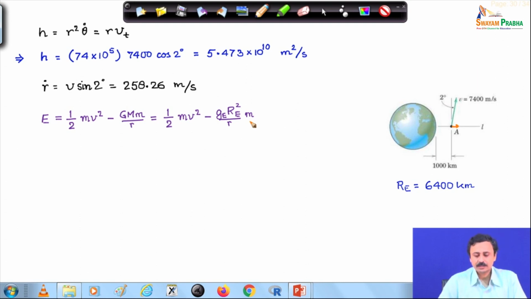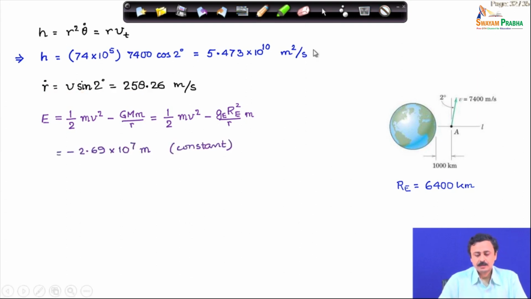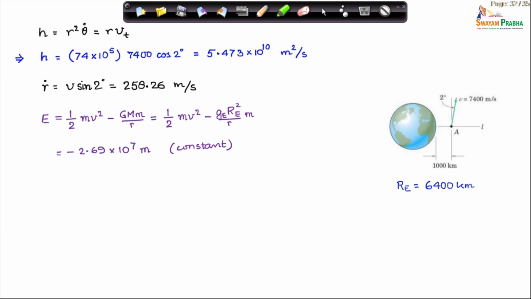So, that is what I have done. And I can calculate the energy in terms of the mass. The mass will later on go away. So, energy happens to be some negative quantity. Mass of the particle is a positive quantity, therefore, energy is a negative quantity. So, this is an ellipse as it is mentioned, and this energy has to be constant over this trajectory.